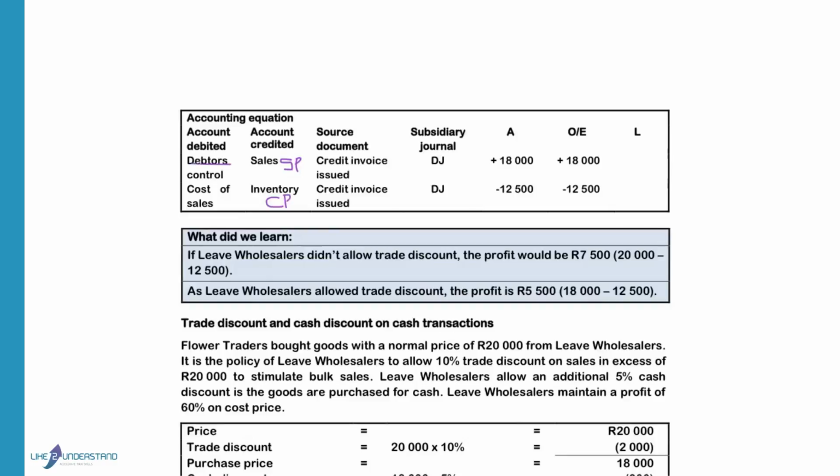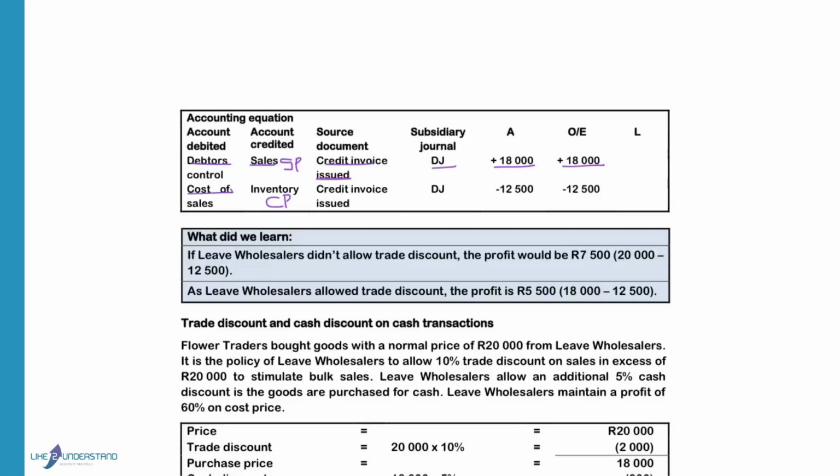Debtors control is debited to increase the assets with 18,000 because that is the money that they will receive in the future. Sales income will increase profits, so equity will increase with 18,000. A credit invoice is issued to the debtors, and this is recorded in the debtors journal.